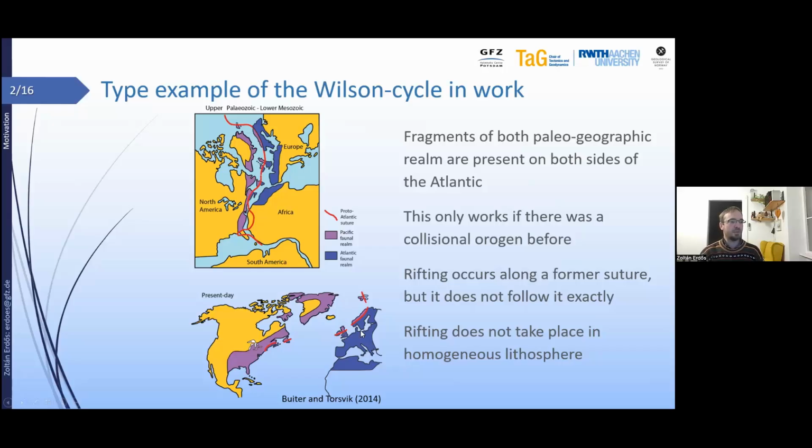And he made the point that this only works if there was a collisional origin before, which means that we now have rifting and opening of an oceanic basin somewhere where we formerly had a suture zone that basically glued together these different faunal realms. Ultimately, this means that the suture is probably reactivated in some places and possibly not reactivated or not opened up entirely in other places. But it also means in general that we have rifting that doesn't take place in a homogeneous lithosphere to begin with.